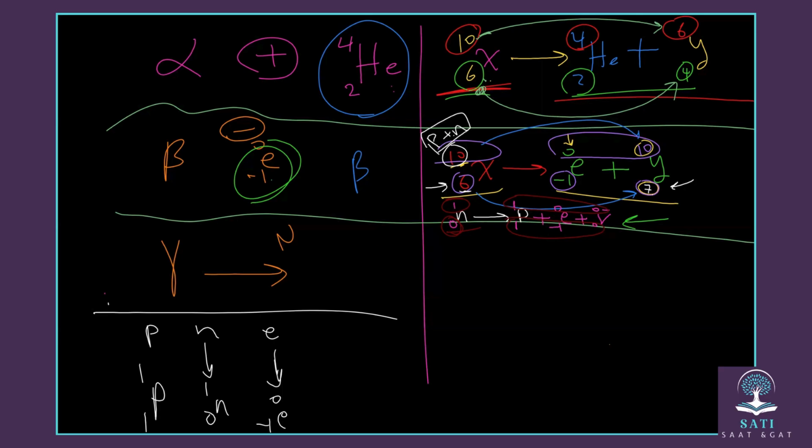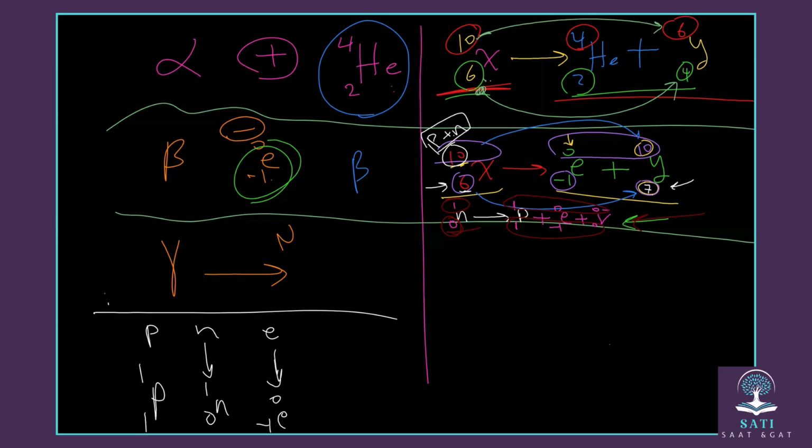So again, when an element emits beta, there will be no change in the atomic mass, but the atomic number will increase by 1. Why? Because one neutron inside that nucleus will be changed into a proton. When it is changed into a proton, there is no change in the atomic mass, but the atomic number increases by 1. And when a neutron is changed into a proton, it will emit beta and anti-neutrino. So the equation can be written this way for the change of a neutron into a proton that happens due to emitting a beta ray.